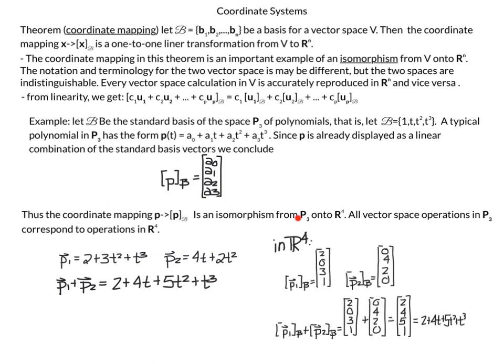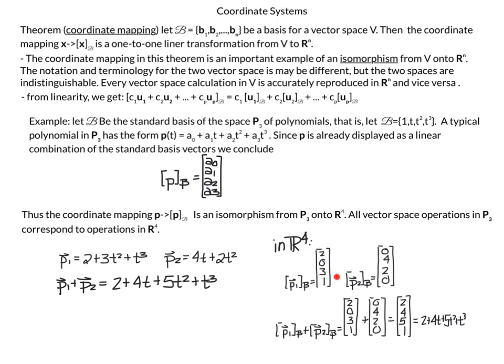I can convert this to a problem in R4. So P1, its coordinates in the basis: 2 is the constant, there's no t term, so that's 0. There's a 3t squared, so here's the 3, and there's a 1t cubed. For P2, there's no constant, so there's a 0. There's a 4t, there's a 2t squared, and no t cubed.